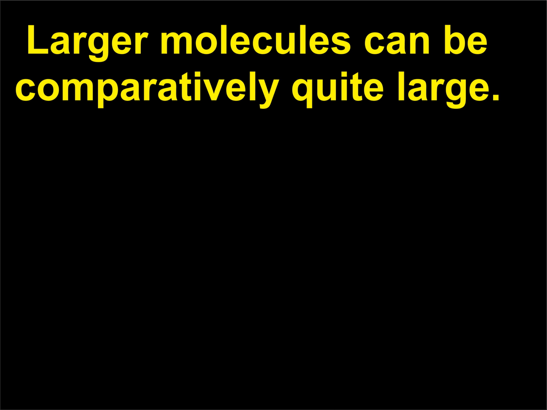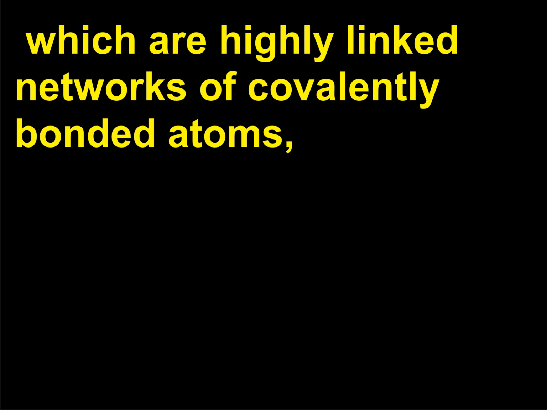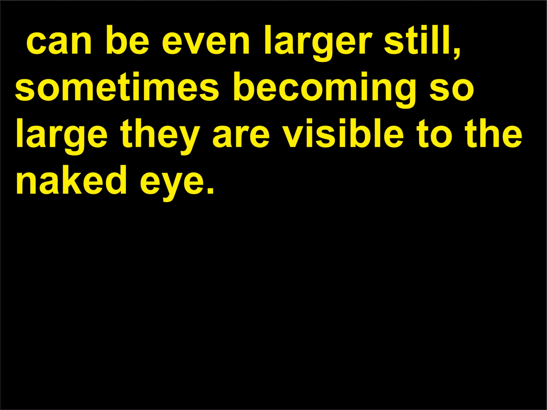Larger molecules can be comparatively quite large. Biologically important molecules, like proteins, often contain thousands of atoms. Polymers, which are highly linked networks of covalently bonded atoms, can be even larger still, sometimes becoming so large they are visible to the naked eye.